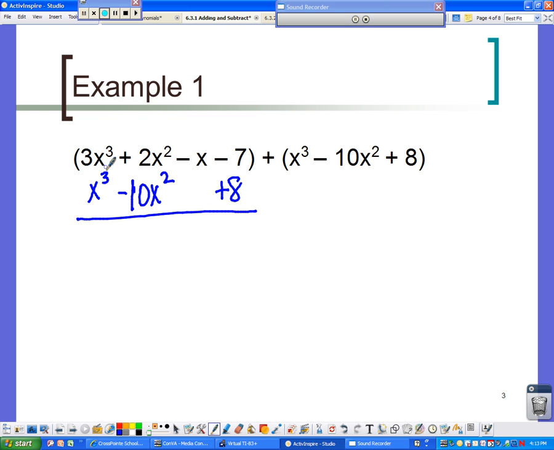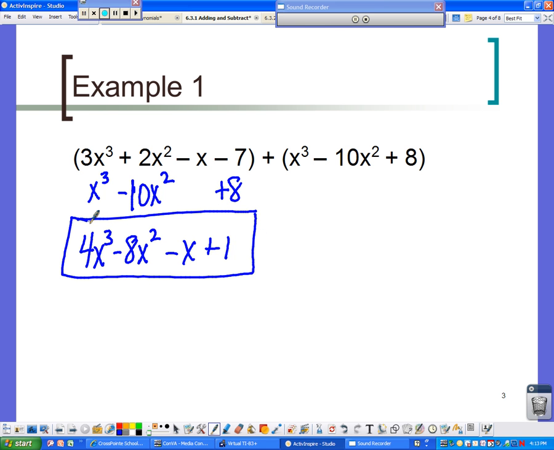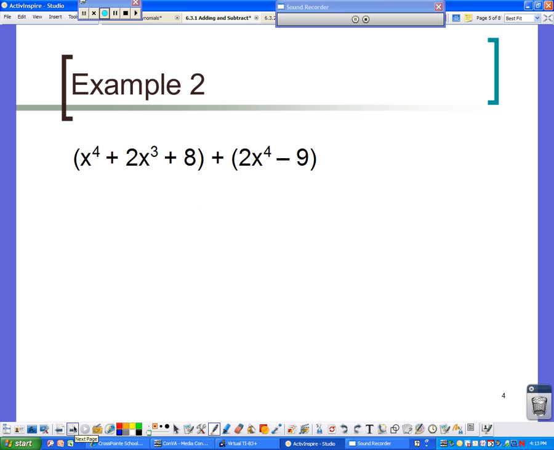Okay, so 3x to the third plus 1x to the third gives me 4x to the third. A positive 2 and a negative 10 gives me negative 8x squared. This doesn't combine with anything, so I just bring it down. Negative 7 plus 8 gives me 1. Okay, and there's your solution. All right, so let's go ahead and make this one a you try. Go ahead and pause the video and try this one.